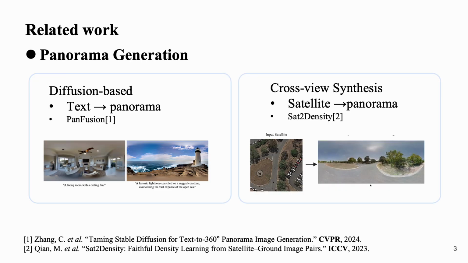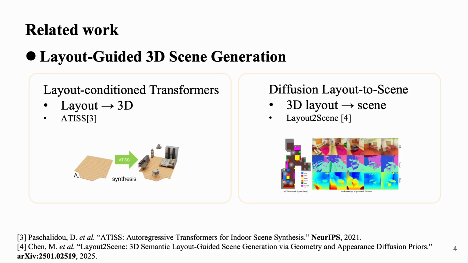First, panoramic image generation and cross-view synthesis. Text-to-panoramic-image diffusion produces pretty results, and satellite-to-ground cross-view learning gives strong priors. But both struggle to respect room geometry when only a top-down cue is provided. Second, layout-guided scene generation, like layout-conditioned transformers and diffusion-based layout-to-scene methods, produce structured 3D content. However, rendering a clean, realistic full panorama from just top-down evidence remains challenging.